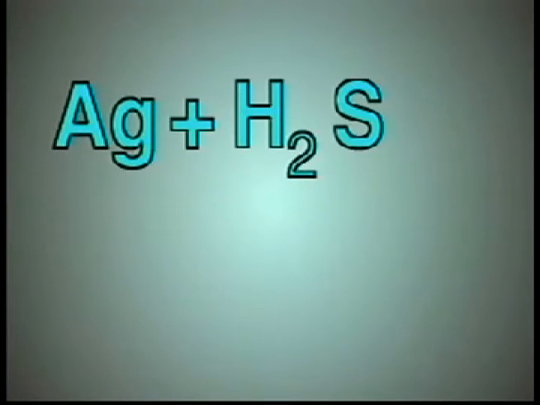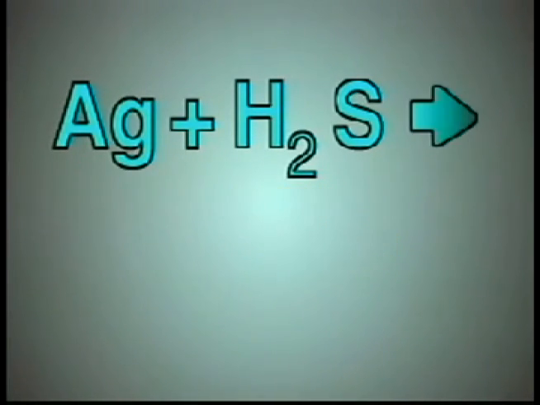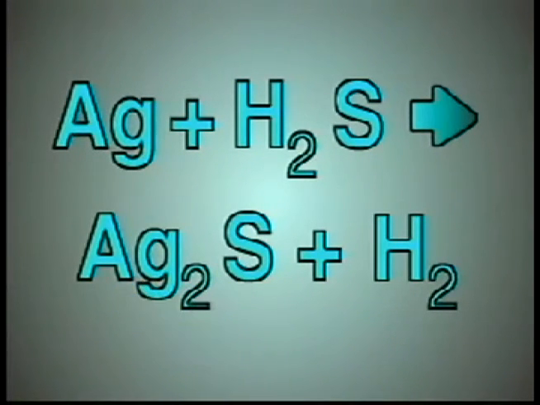This is expressed by the chemical equation in which silver is symbolized by the letter Ag, which reacts with hydrogen sulfide in the air, H2S, to yield or create silver sulfide, or tarnish, and hydrogen gas, H2. If you look at this equation closely, you will see that it is not balanced.